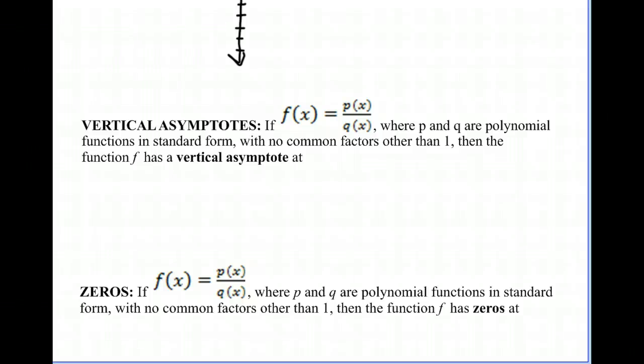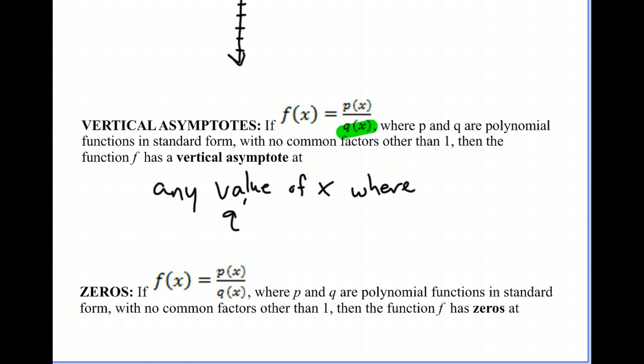We're looking at our denominator, so that's going to be our q of x value. We're looking down here, and our vertical asymptotes are going to exist at any value of x where the function q of x equals 0. So we're going to have a vertical asymptote at that point. So right now we're just going to fill in some of these pieces and then go into what that looks like on the graph. So any value of x where the denominator equals 0.